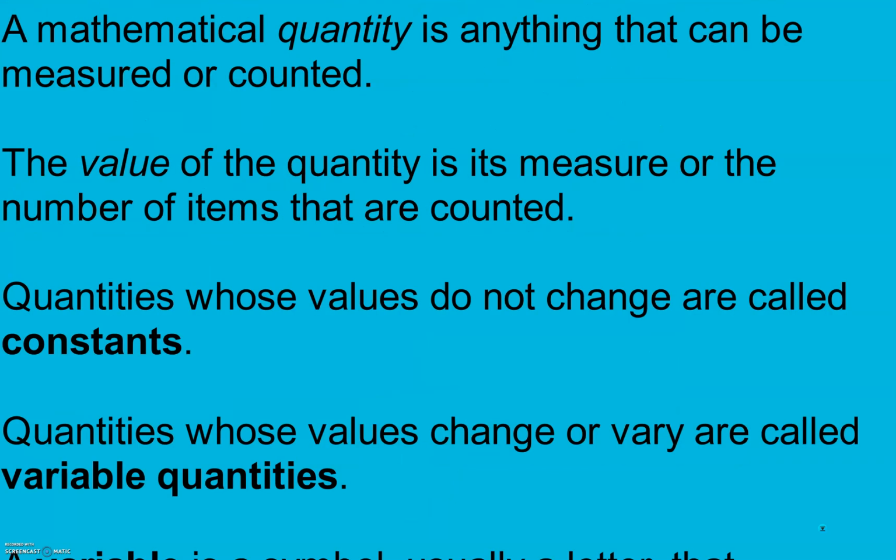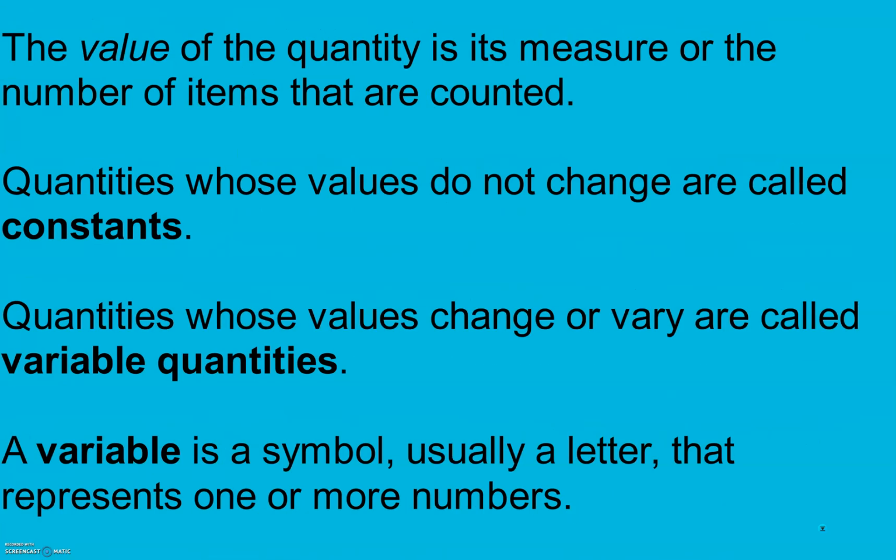A mathematical quantity is anything that can be measured or counted. The value of the quantity is its measure or the number of items that are counted, and that's our value. So the quantity is anything that can be counted. The value is what you actually get when you count or measure. Quantities whose values do not change are called constants. They're constantly the same, they never change. Quantities whose values change or vary are called variable quantities. If they vary, they are variables.